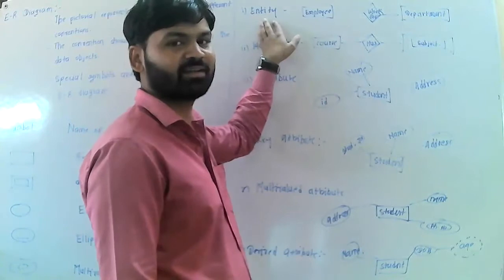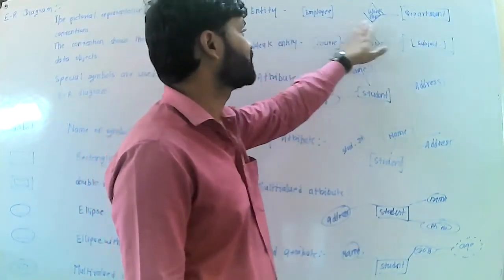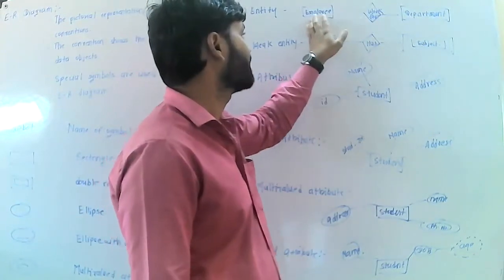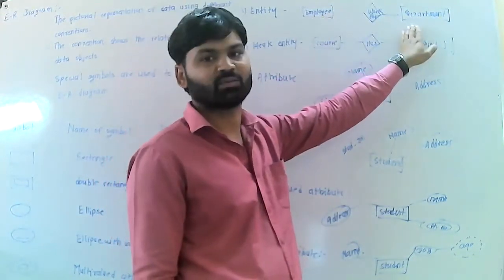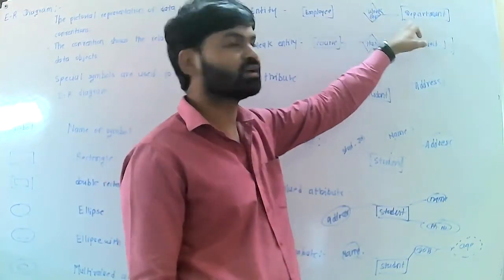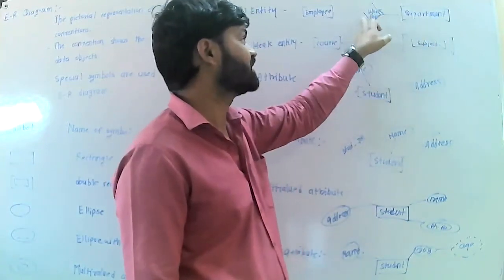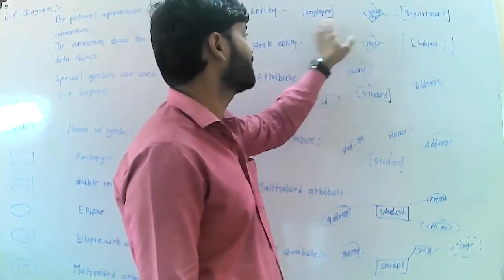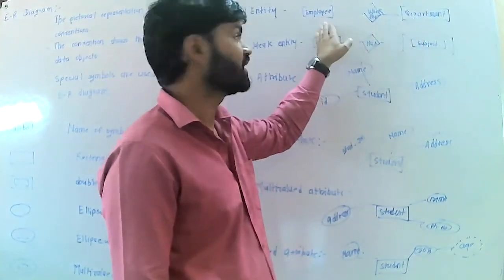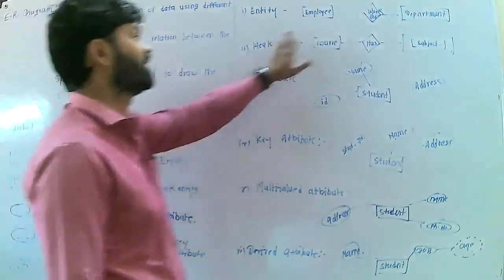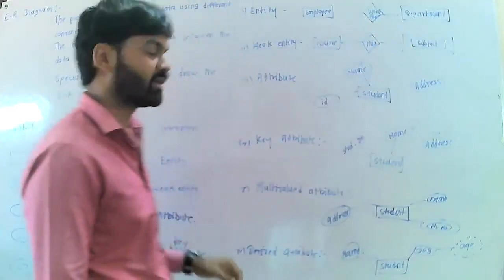First, entity. These are the two different entities: the first one is employee and the second one is your department. Employee works for your department. This is the diamond. The diamond shows the relation between your two entities.